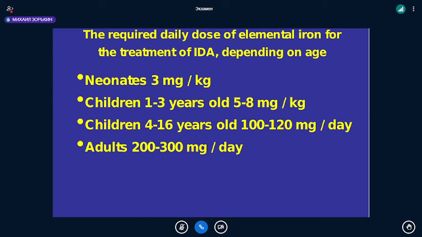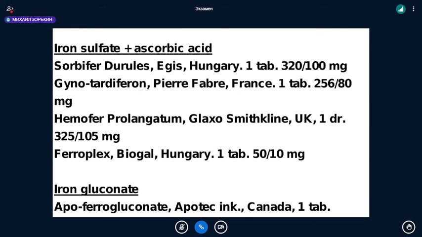When we consider the required daily dose of elemental iron, depending on the age, for the adult population, it's usually 200 up to 300 milligrams per day. And for the patient with the anemia, we must give this quantity of elemental iron every day. How can we do that? Well, the treatment of the iron deficiency is subdivided into oral therapy, so when the iron supplements are given per os, or parenteral therapy.